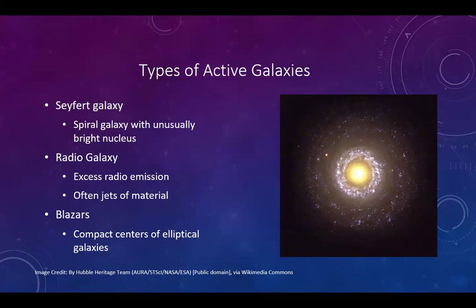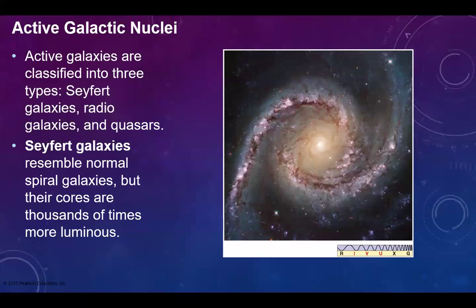Some examples are a Seyfert galaxy, which is a spiral galaxy with an unusually bright nucleus, like you can see here. There are radio galaxies that have an excess of radio emission and often jets of material, and blazars, which are the compact centers of elliptical galaxies. Yes? Not unusually bright? It's much brighter than you would expect from a normal spiral galaxy. A normal spiral galaxy's center wouldn't be nearly this bright. It's putting out a lot more light than you would expect. So it's unusual.